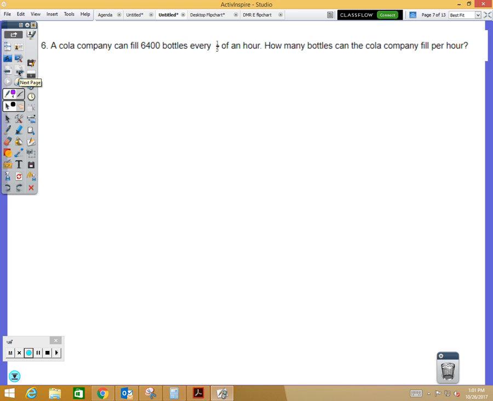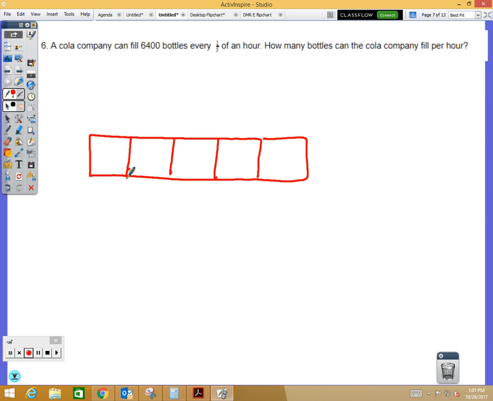Let's look at number 6. A cola company can fill 6,400 bottles every 1/5 hour. How many bottles can the cola company fill per hour? Can you try this one, please? You try this one. 1/5 hour, and every 1/5 of an hour, it's 6,400. How many boxes do I need? 5 for 1/5. Okay. So that would give me 1 full hour. And in each one of these boxes, what do I put?